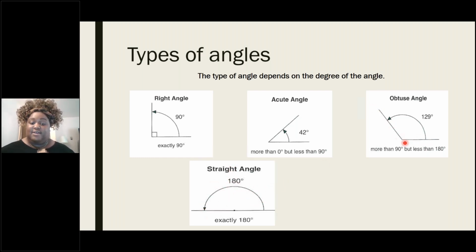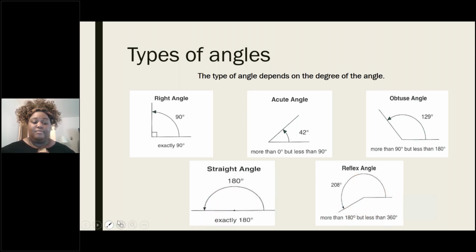This obtuse angle is less than that, but it's going to be more than our right angle and definitely more than our acute angle. And then the last type is called a reflex angle. This angle is kind of like one on a problem we saw earlier, where it's almost as if you're forming that whole circle, but not quite. So it's less than 360 degrees, but it's more than 180. So we went past that straight angle mark, but we're not quite at a full circle.